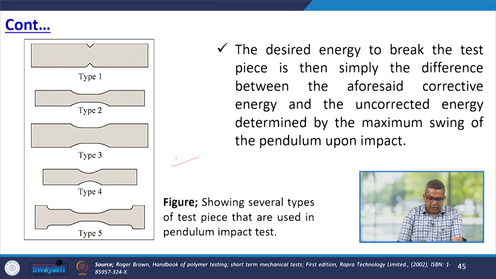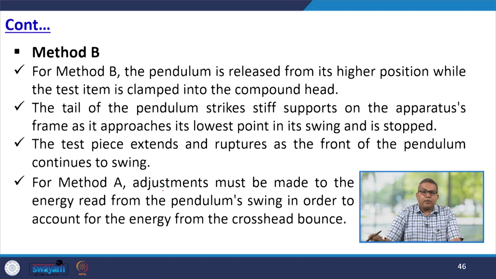Now, this particular figure shows the several types of the test pieces that are used in the pendulum impact test, like type 1, type 2, type 3, type 4 and type 5. You see the geometry. Let's talk about the method B.